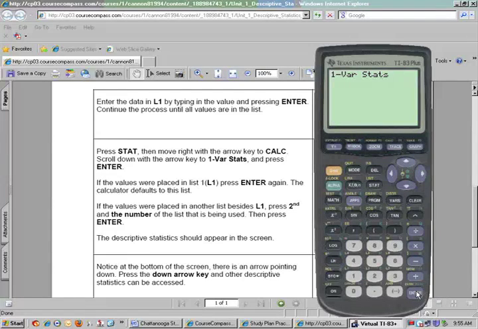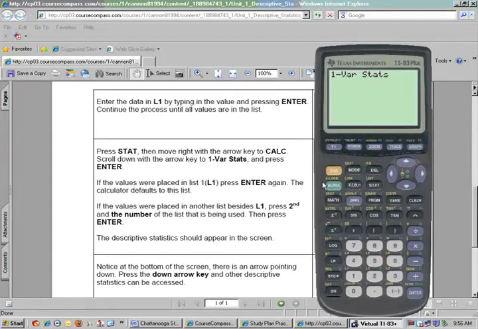Now, at this point, list 1 is always our default list. What that means is the calculator is set up to read the values from list 1. At this point, you do not have to tell it that your values are in list 1. But if your values were in list 2, then at this point you would have to tell it list 2. So right now, I'm just going to show you how to tell the calculator which list you're working with. Remember, if it's in list 1, you do not have to do this, but you can if you want to. It doesn't matter.